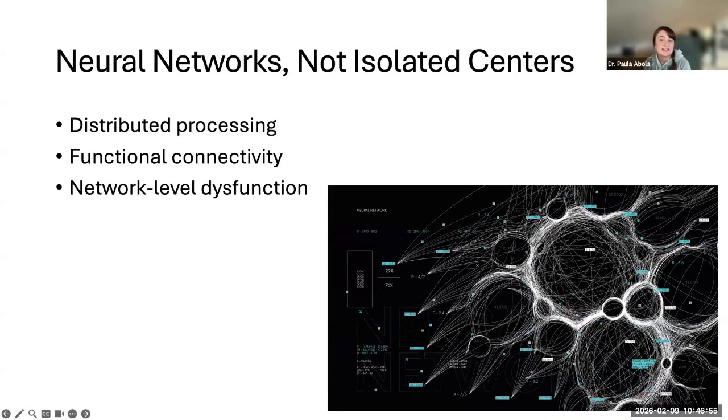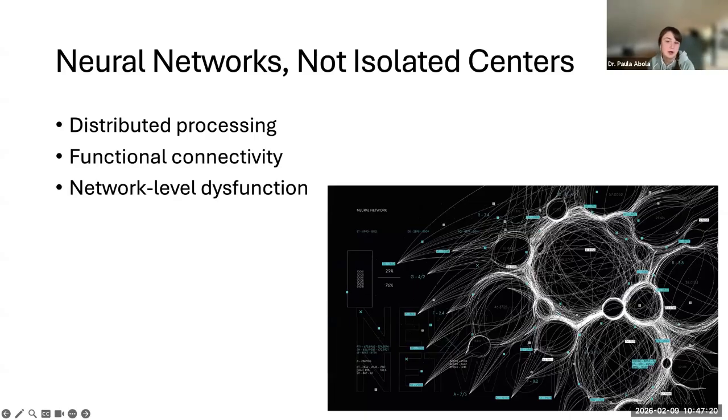And modern neuroscience increasingly emphasizes the idea that cognition and behavior arise from networks of interconnected brain regions rather than from isolated single function centers. So again, if you read medical news, this is what you will often see, the new discoveries, and now we're looking at it as interconnected regions rather than isolated centers.